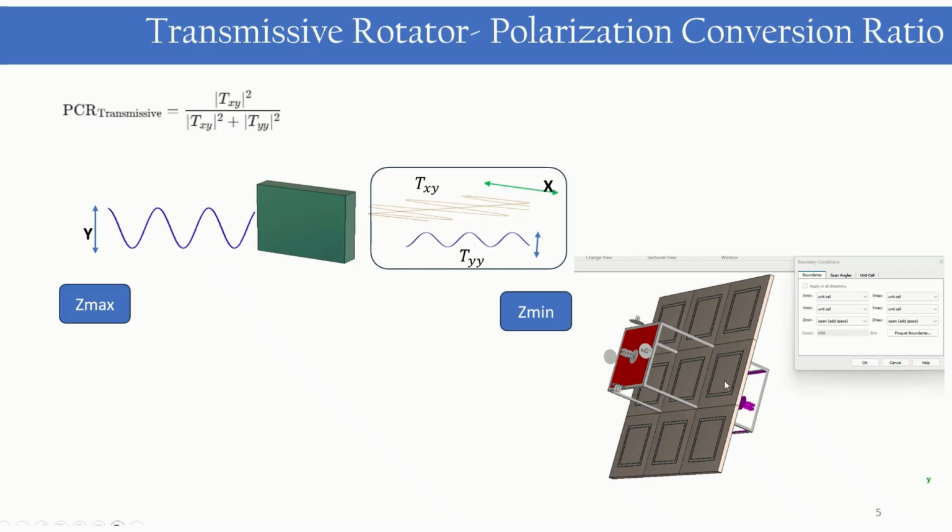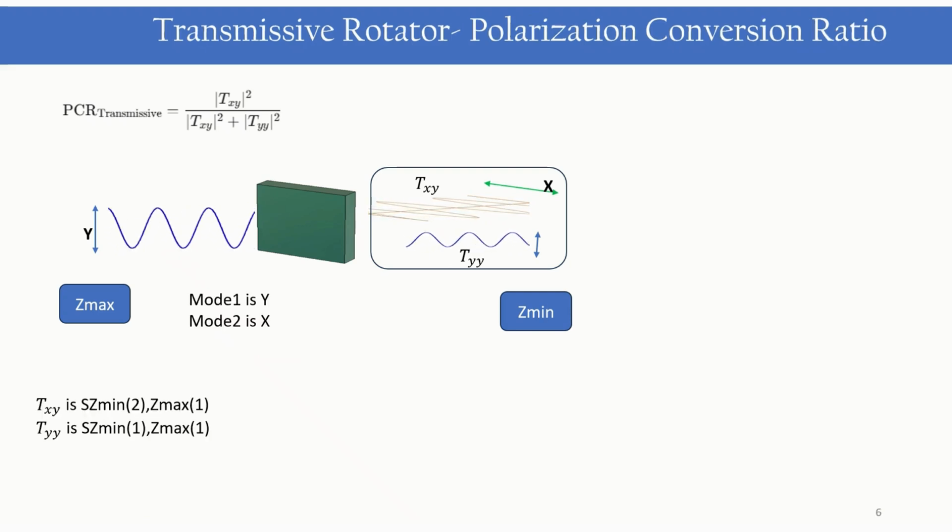So this will be the boundary condition, as we have to consider both the incidence and the transmission. We have to consider the Floquet port on both the boundaries, and we have to use mode 2 on both the boundaries. Because we know that Y polarized here is mode 1 and X polarized here is mode 2. You can use that knowledge to get the values of Txy and Tyy.